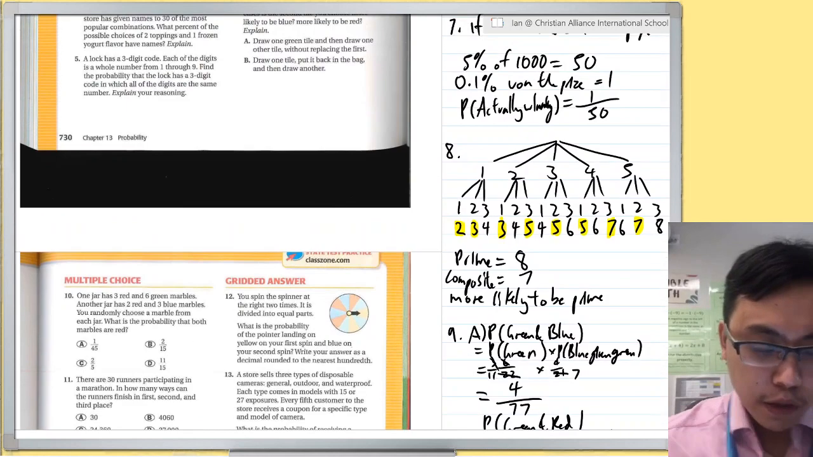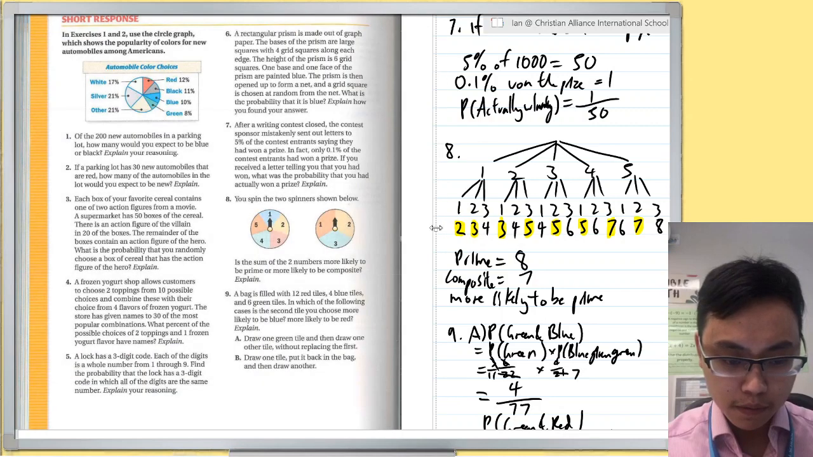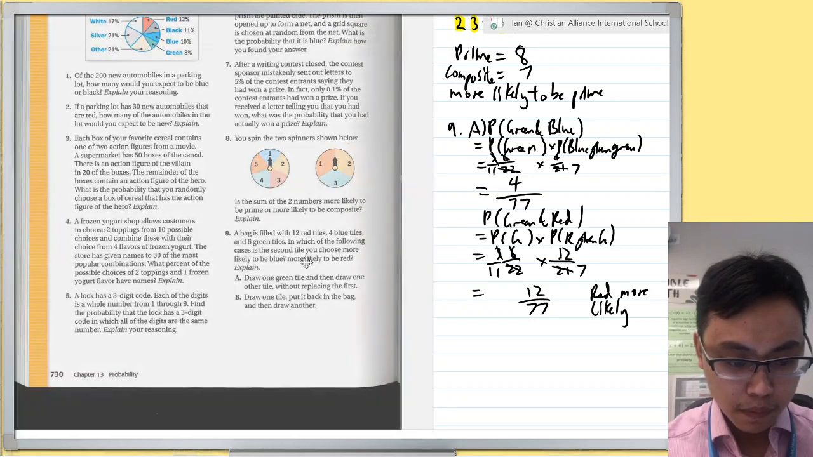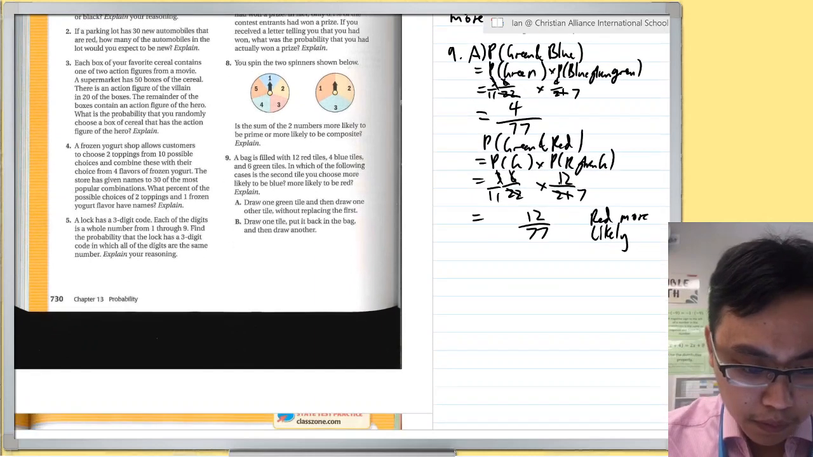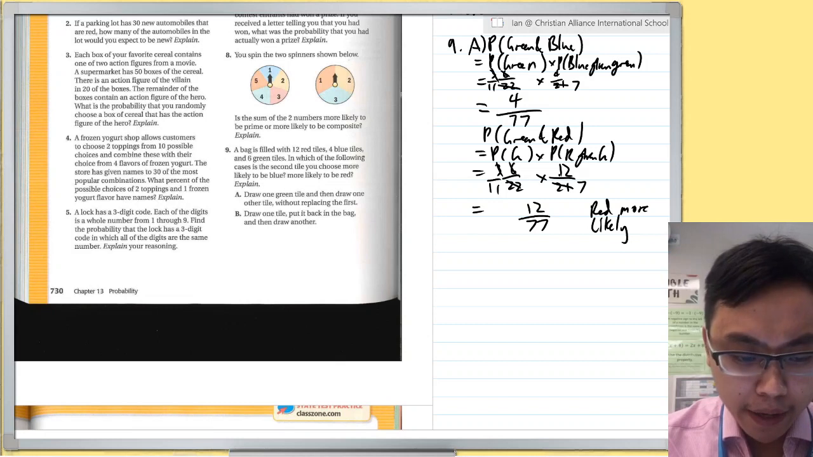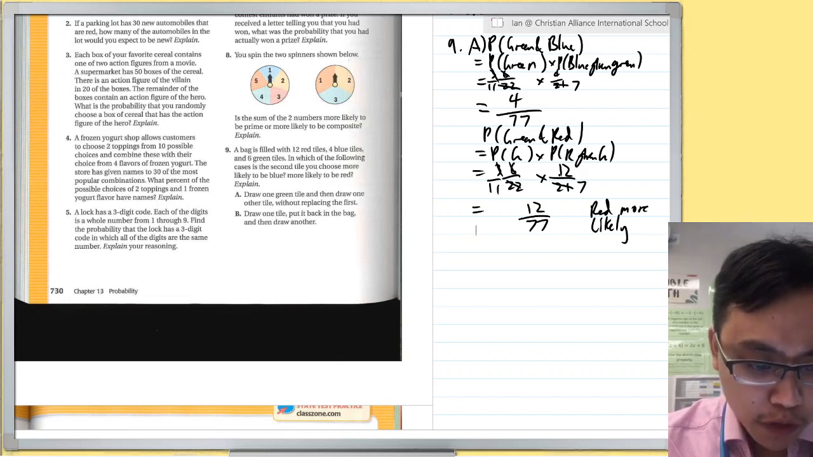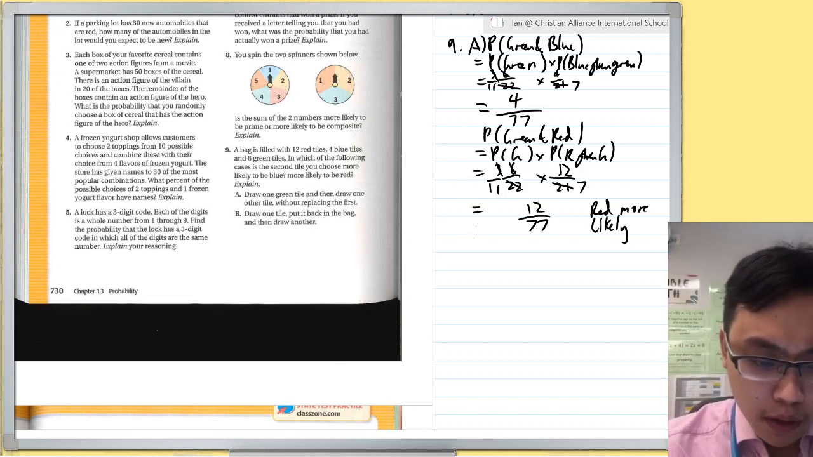Then let's look at the next part. Let me just drag this down over here. Draw one tile, put it back in the bag, and then draw another tile. In which of the following cases is the second tile you choose more likely to be blue?